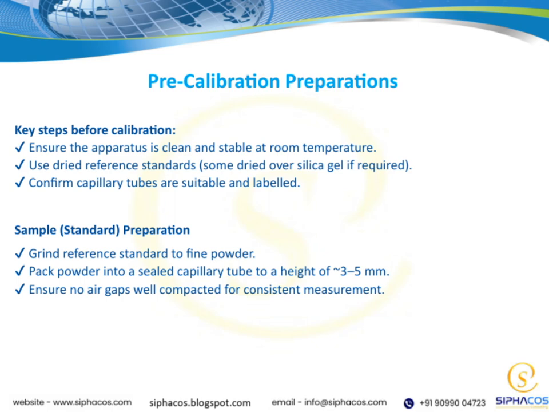Now, when preparing your samples or standards, start by grinding the reference standard into a fine powder. This ensures uniformity and accuracy in your measurements. Then, pack the powdered standard into a sealed capillary tube, filling it to about 3 to 5 millimeters in height. Make sure there are no air gaps and that the packing is well compacted, because any loose or uneven packing can lead to inconsistent readings. These pre-calibration steps are essential because they help maintain the integrity and reliability of your measurements, which ties into the overall goal of achieving precise and reproducible results in our analysis.